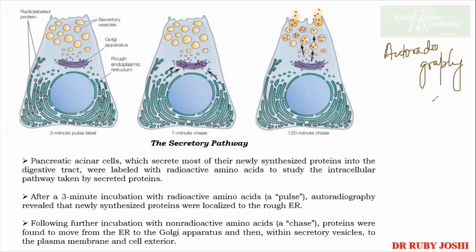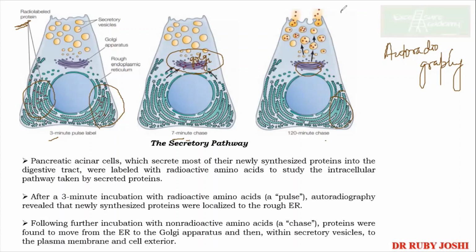You observe where the radioactivity is seen maximum. Let's say these are those cells. First, the radioactivity was seen maximum in your rough ER. They have marked here and here; these are your rough ER. On the rough ER, the first radiolabeled proteins are present. After a 3-minute pulse label, then after 7 minutes, the radioactivity from the ER has shifted towards the Golgi. Then after a 120-minute chase, there is no radioactivity here and here. Now where is it present? In the vesicles as well as outside.